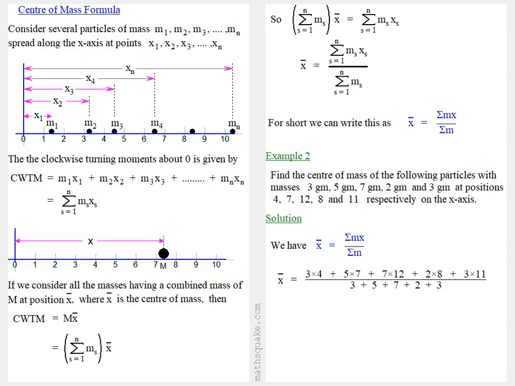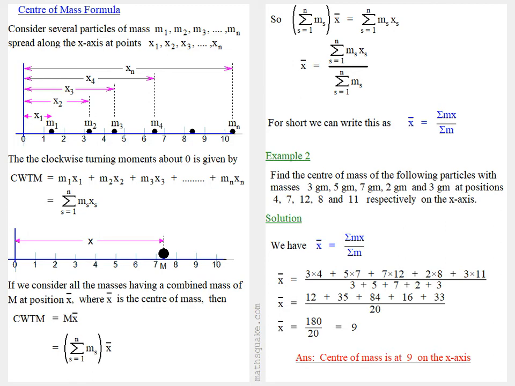So x bar is equal to 3 times 4 plus 5 times 7 plus 7 times 12 plus 2 times 8 plus 3 times 11 all over the sum of the m's, 3 plus 5 plus 7 plus 2 plus 3, and that gives us x bar is equal to 12 plus 35 plus 84 plus 16 plus 33 all over 20. That is 180 over 20, which is 9. And so the centre of mass is 9 on the x-axis.